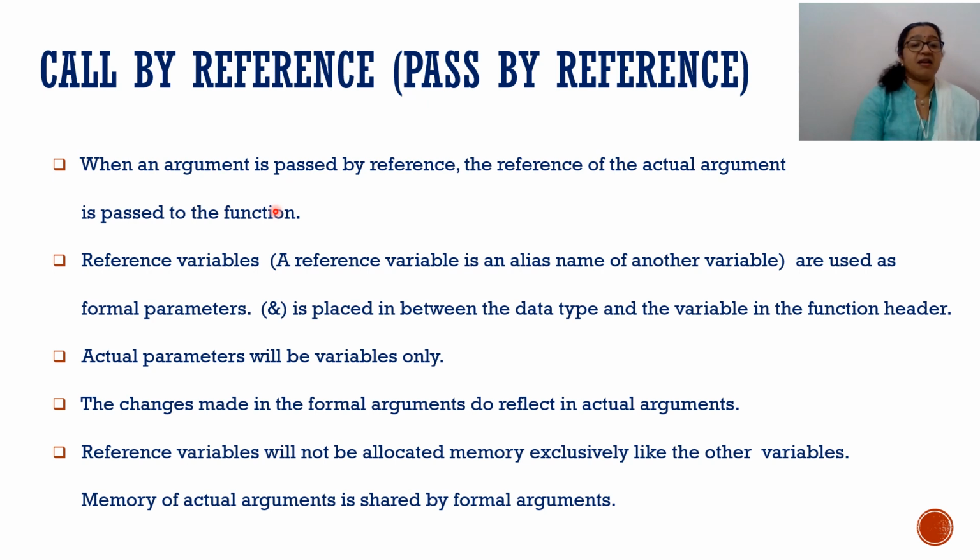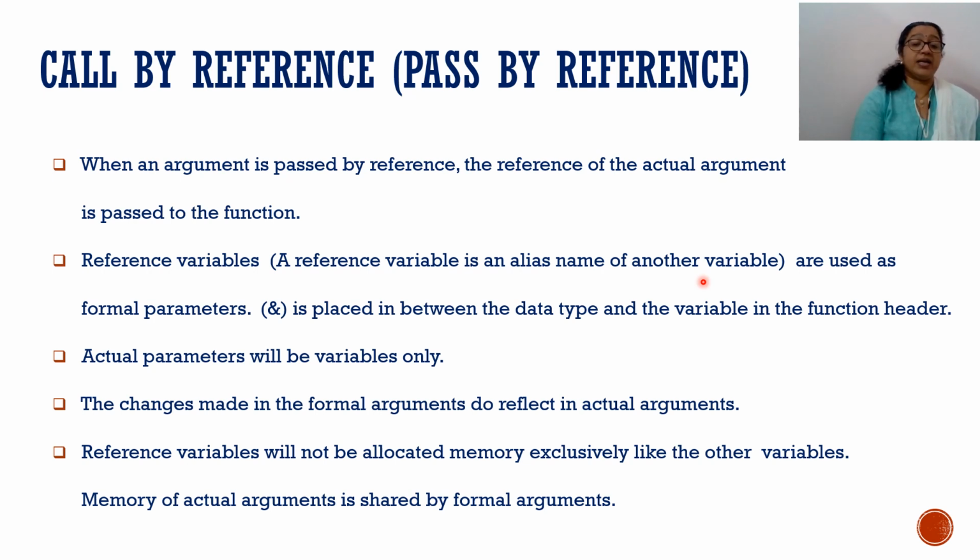So when you are passing the reference, what is happening there? Just see, reference variables are used as formal parameters. So what is a reference variable? A reference variable is an alias name of another variable. What is an alias name? That means we are giving a substitute name for the actual one. So the formal parameters are the substitute names for the actual parameters. That is a reference variable. Clear?